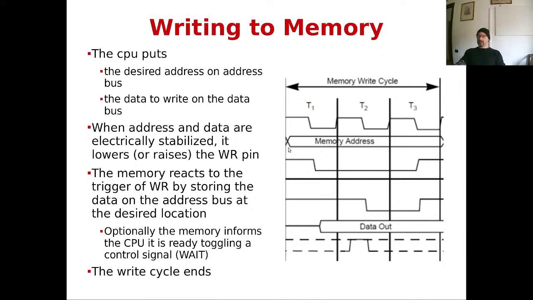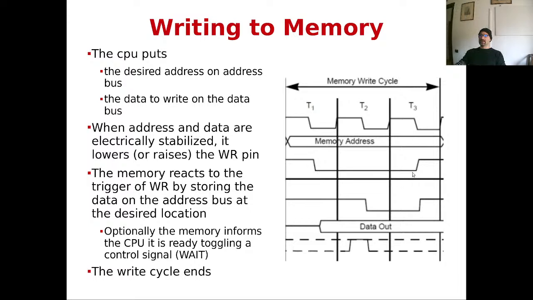Observe that there is a little bit of delay between the assertion of the memory request and the assertion of the write. This little delay of half a clock cycle is to allow the signal to stabilize on the lines of the address bus. Once it's stabilized, the memory can read it safely, and so the write is asserted, and in this moment the CPU will be putting the data out, and the memory will be reading.